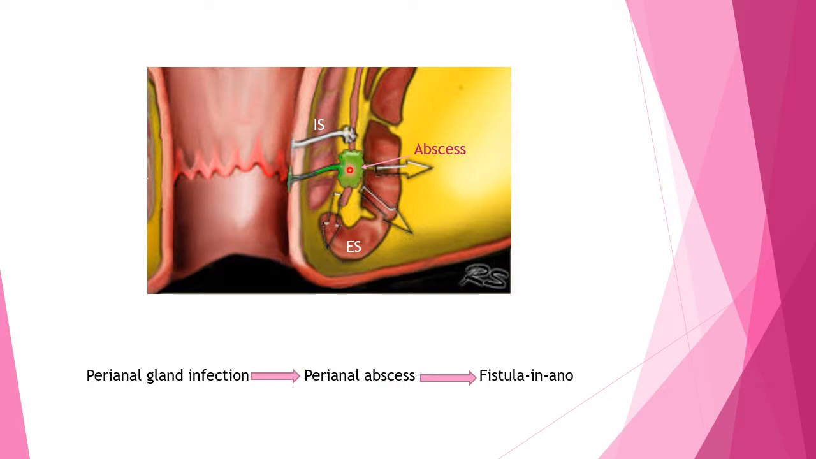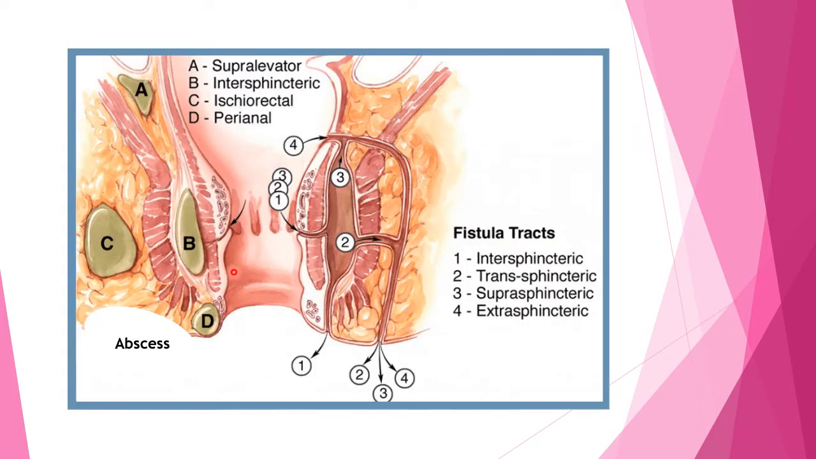Perianal gland infection due to blockage of ducts leads to perianal abscess, and this abscess, by draining into the various parts of the perianal skin, forms a fistula. The various types of fistula created depend on the location of the perianal abscess. This slide shows you the relationship between the various perianal abscesses and the various types of perianal fistula tracts that are formed. The first is the supralevator abscess. This is the most common. Then the intersphincteric, ischiorectal, and superficial perianal abscesses.